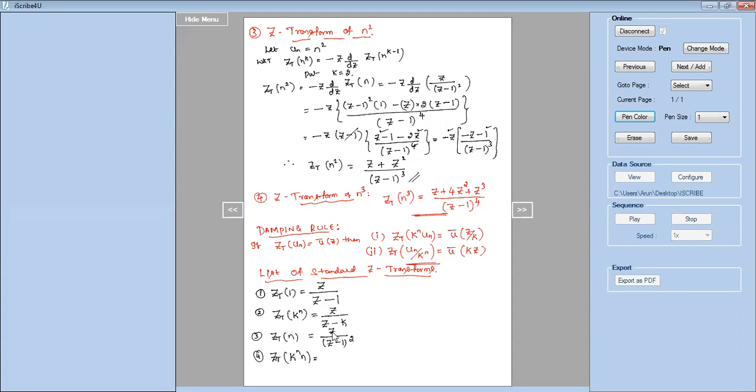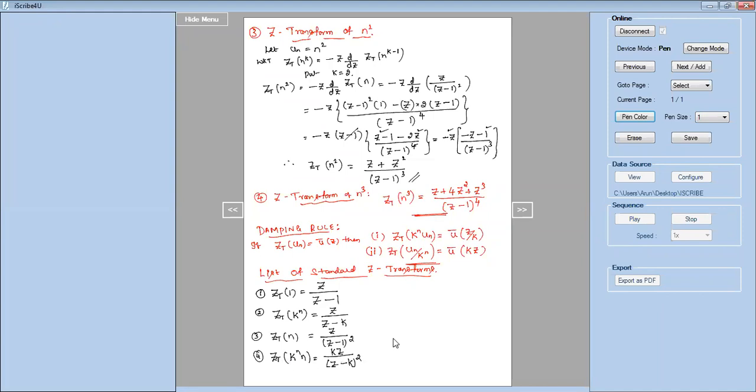So directly I'll write the formula. If I put z equal to z divided by k in this one, I get kz divided by z minus k whole square. Kz divided by z minus k whole square. This is the formula for k power n into n. Remember this, very, very important. So this is the Z transform of k power n into n.